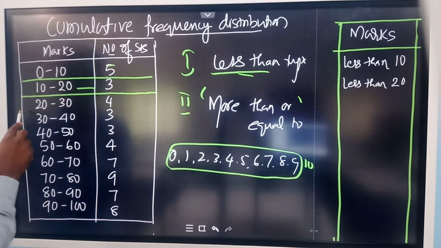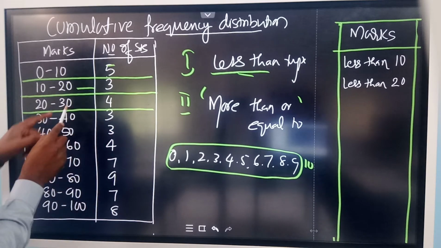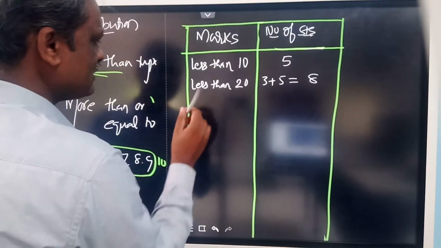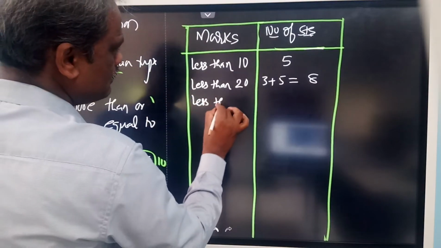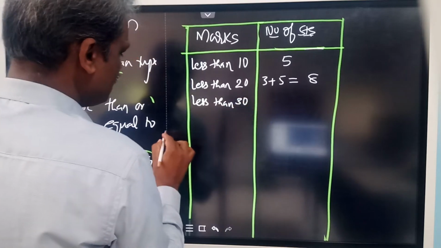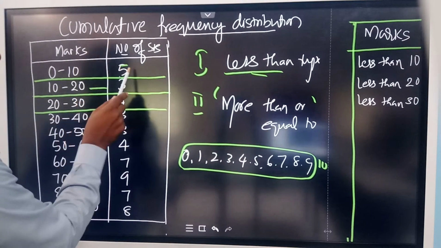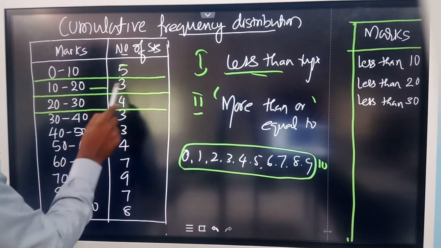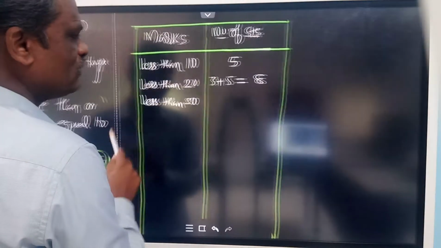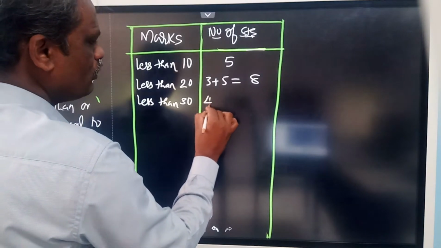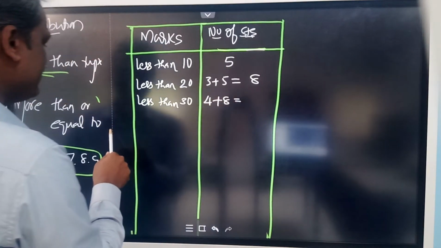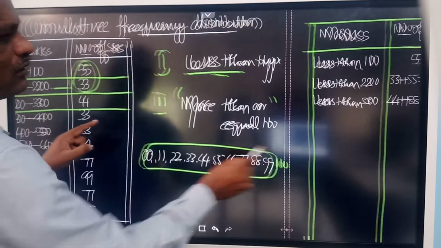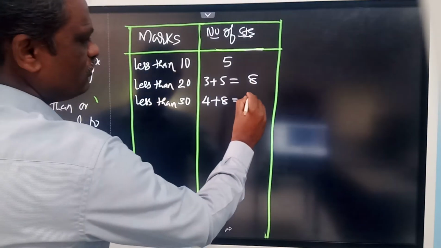Next one, if I say less than 30, then less than 30 means you have to include 5, 3 and 4. So I will write here less than 30. What is the sum you have to take? 0 to 10 also you have to take, 10 to 20 also, 20 to 30 also. That means 4 should be added to these two. So already these two are added, so you can write 4 plus 8. 8 is the sum of these two. Then 4 is added there. 4 plus 8 is equal to 12.